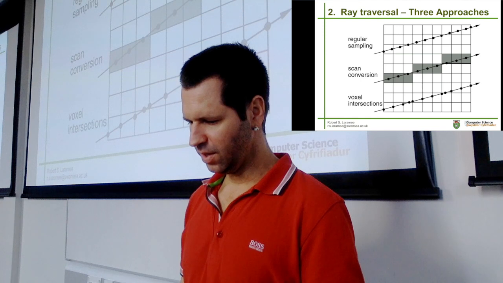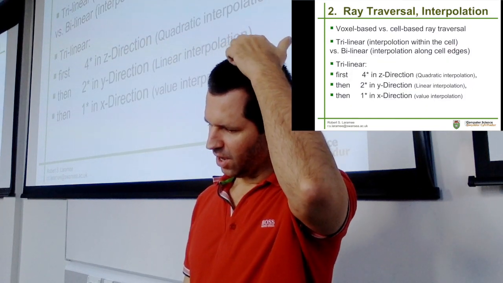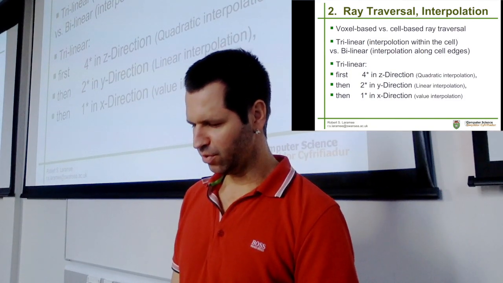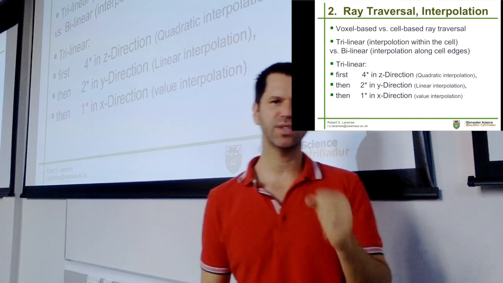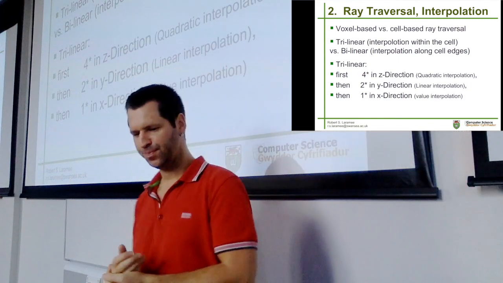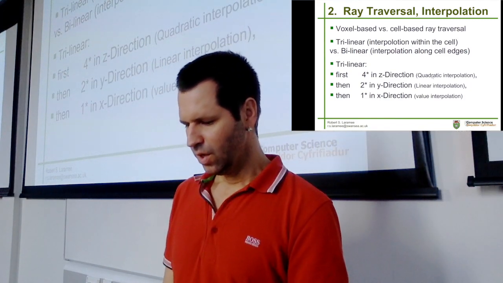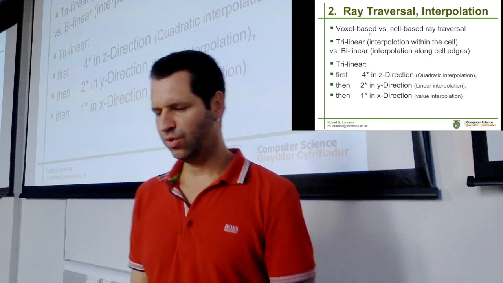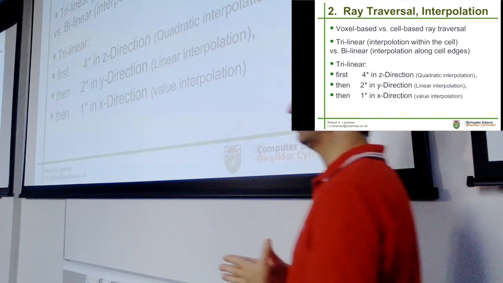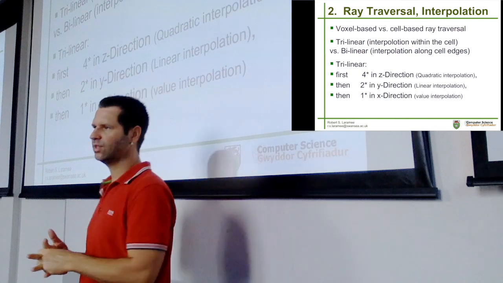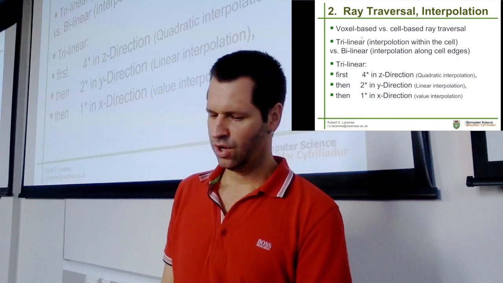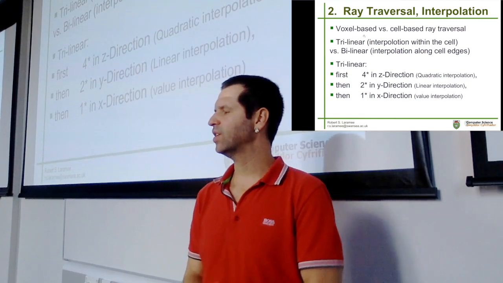So that is the sampling approach. And then we have voxel-based versus cell-based ray traversal. Remember, voxels store their samples at the center, and cells store their values at the corners. So if we use linear interpolation to derive values inside of a cell, it requires trilinear interpolation. Otherwise, bilinear if we're using interpolation along cell edges. So trilinear interpolation is a lot more costly.